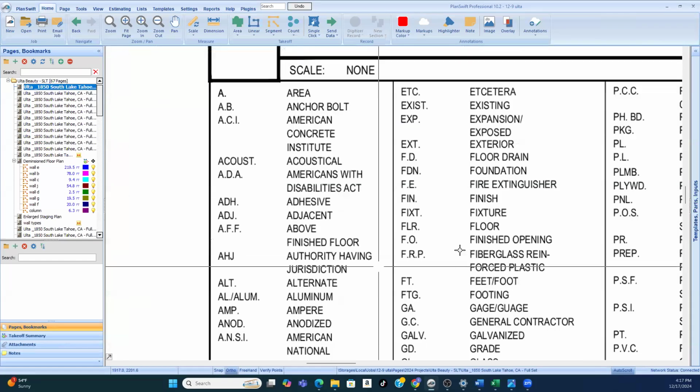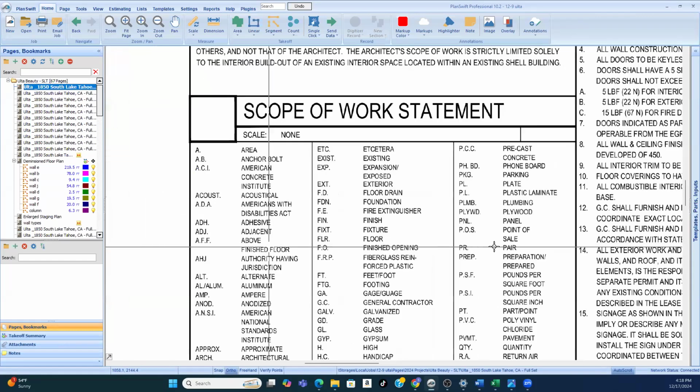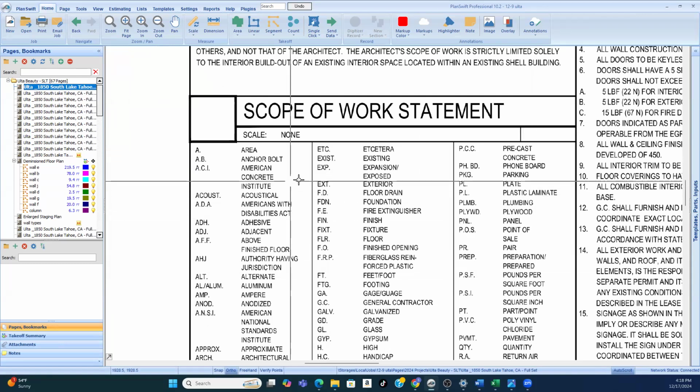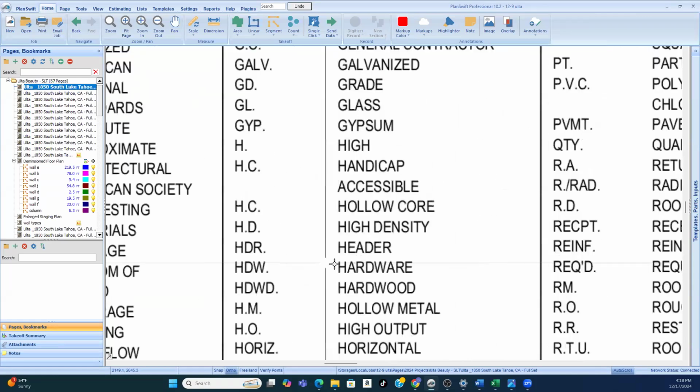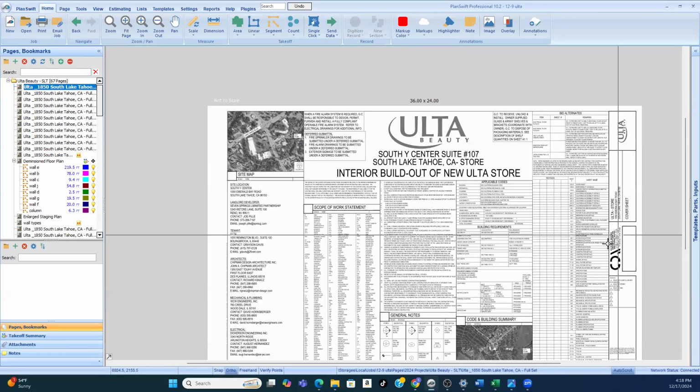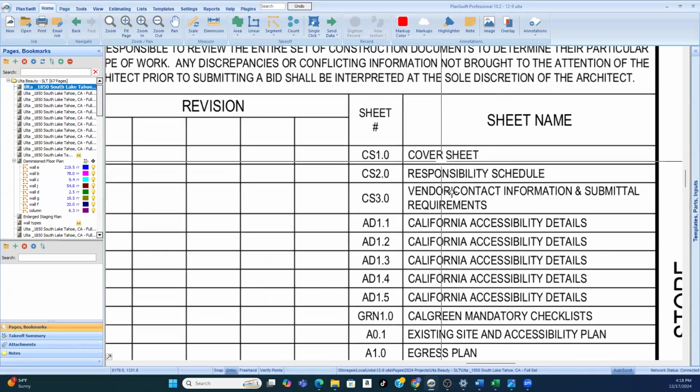So there may be some abbreviations in here that are in the plans that may not even be on here. So just know it's a boilerplate kind of thing and they just fill it in as they need it. But the cover sheet gives you everything about the project. You can look at the cover sheet and it gives you all of the scopes of work.